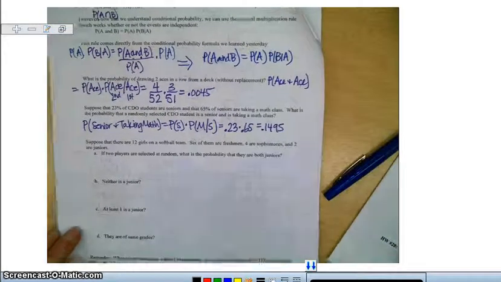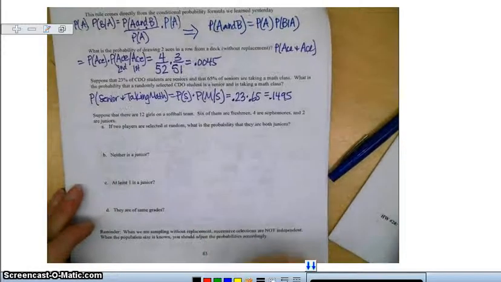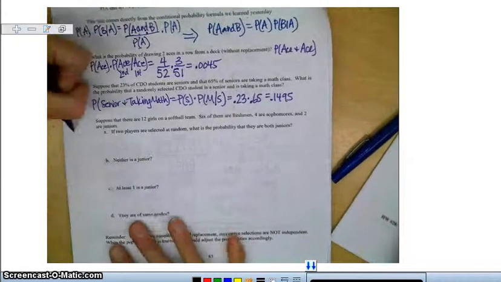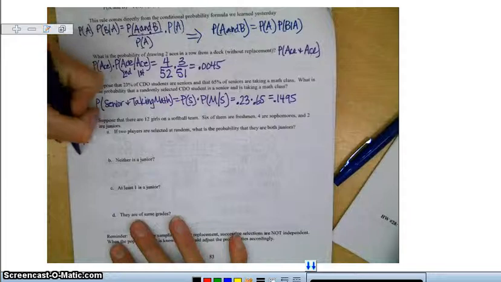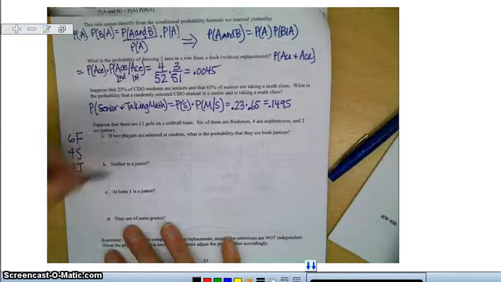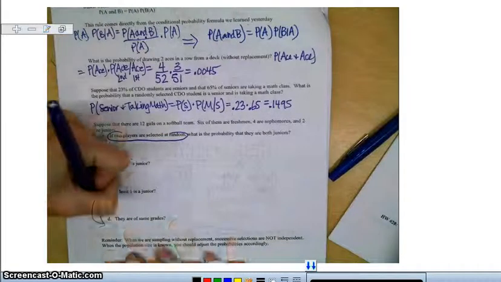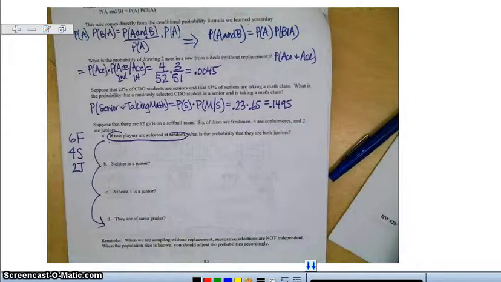All right, so now we're going to look at a situation where we have 12 girls on a softball team. 6 of them are freshmen, 4 are sophomores, and 2 are juniors. So we're going to select 2 players at random, and this is going to apply to all of these parts of the problem. So I'm going to select 2 players at random.